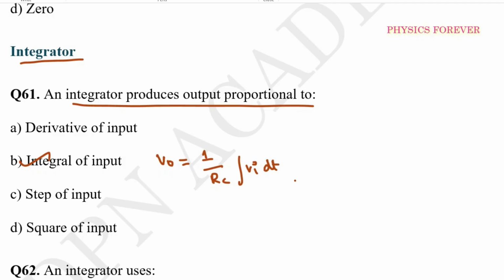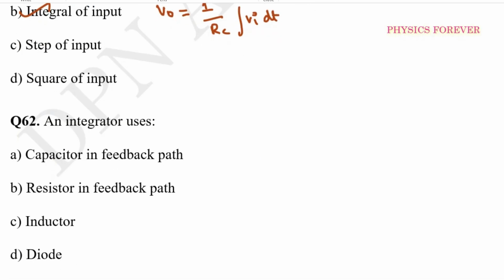So it should be integration. So option B is correct. An integrator uses a capacitor, there should be a capacitor, it is a keyword. Option A is correct. There should be feedback. In the integrator, the feedback element is the capacitor. So this question has been asked many times. Most important.